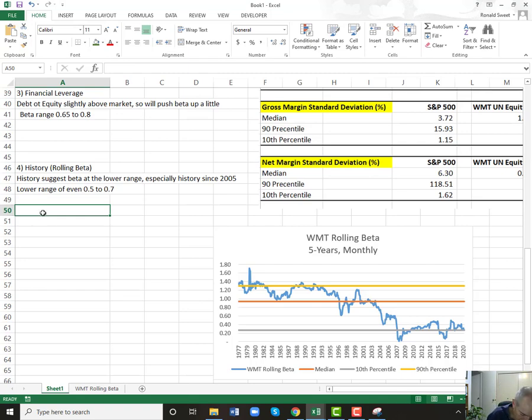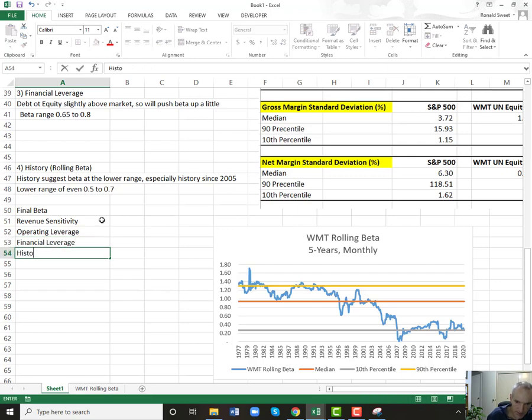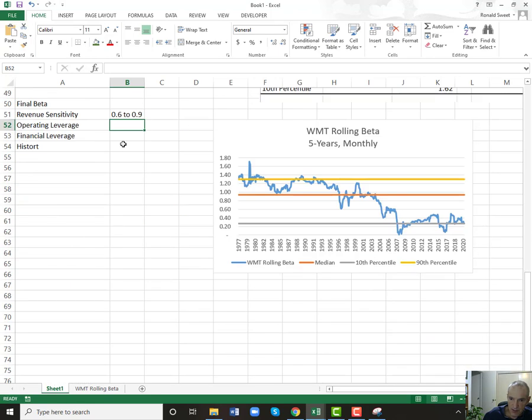So I'm going to use my final beta. The best way to do that, I think, is to do a table. And you do revenue sensitivity, operating leverage, financial leverage, and history. So for revenue sensitivity, I'm in the 0.6 to 0.9 range. Operating leverage, 0.6, maybe, I can't remember what I said up there, 0.6 to 0.75.